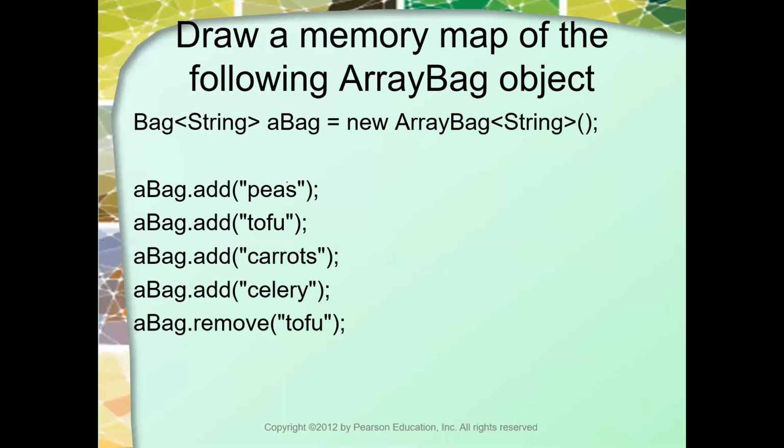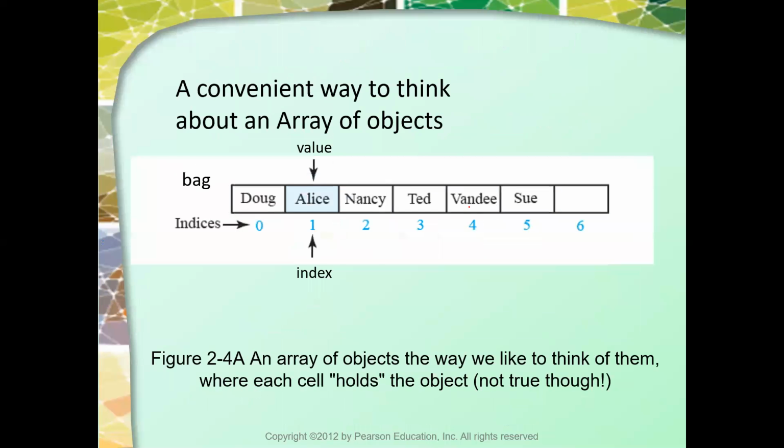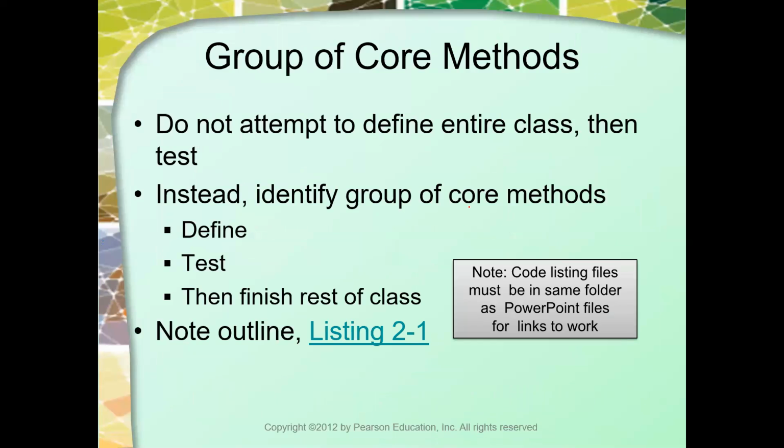So if I was going to draw a memory map of the ArrayBag object, I would start by defining this variable ABag. And what is ABag? It's a reference to a bag object, right? And what does the bag object have inside it? Strings. Okay, strings, yeah, but more specifically, what are the instance variables for the ArrayBag?